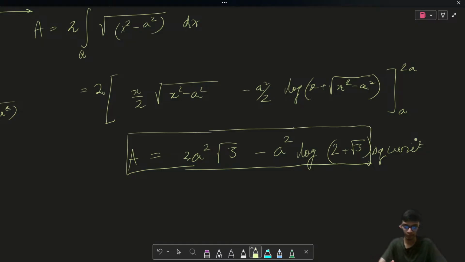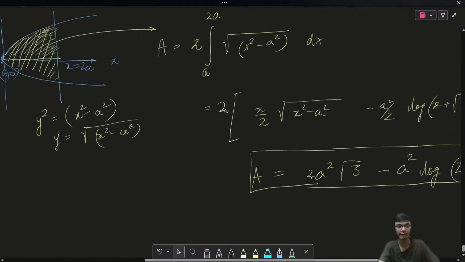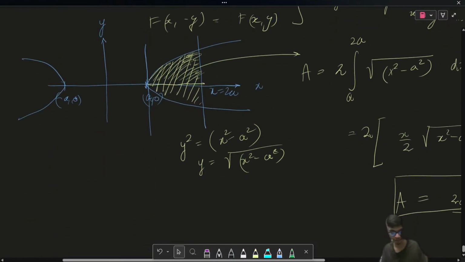Can you please check, any one of you, are you getting this result or not? Tejas, yeah, 2a squared root 3 minus a squared log of 2 plus root 3. Very good, Tejas. Yes, sir, I have learnt integration and limit. Excellent, Tejas. A big shout out for Tejas. Amazing. I hope this question is clear for all of you. Very good. If this question is clear, then we can proceed with the next problem as well.